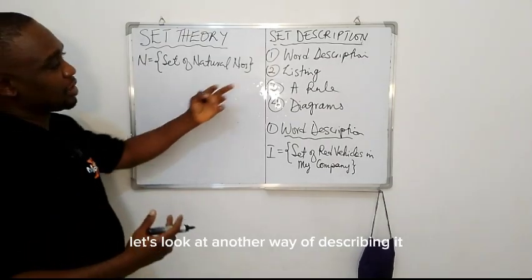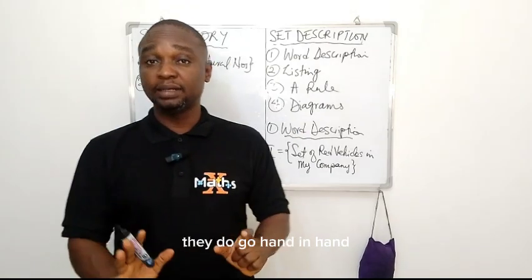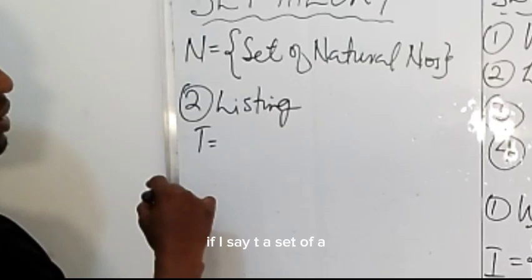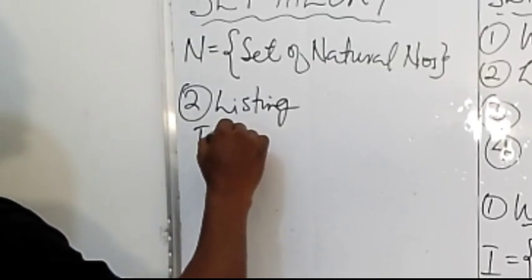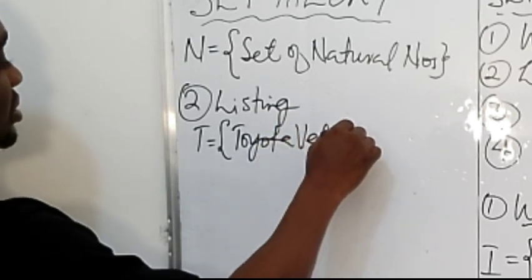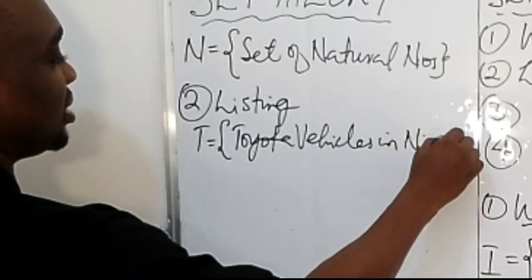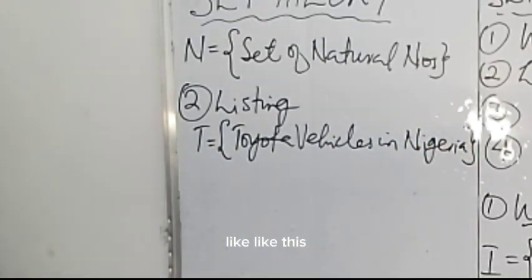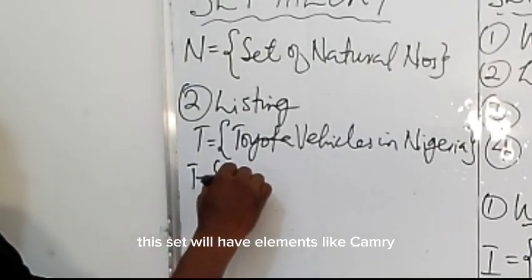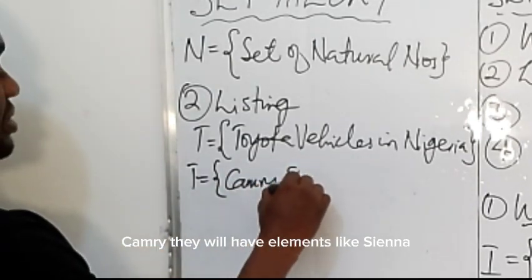Let's look at another way of describing a set. I'll go for listing. Word description and listing, they do go hand in hand. So for instance, if I say T, a set of Toyota vehicles in Nigeria. If I talk about a set like this, you begin to list. This set will have elements like Camry. They will have elements like Sienna.